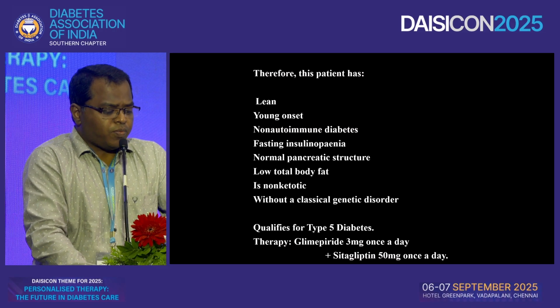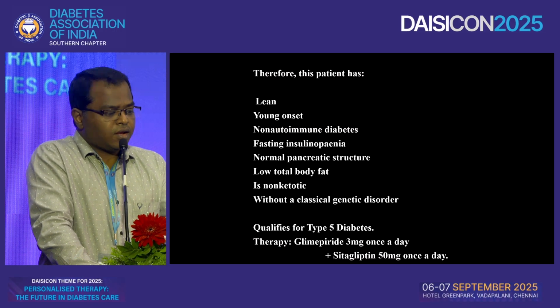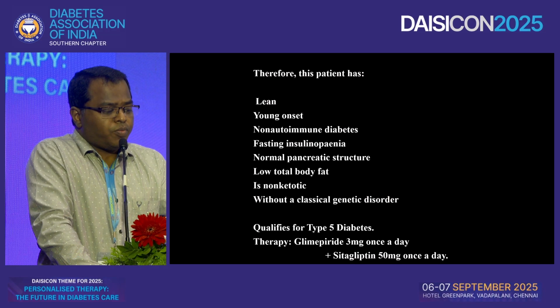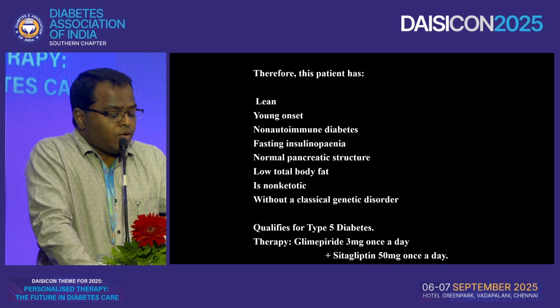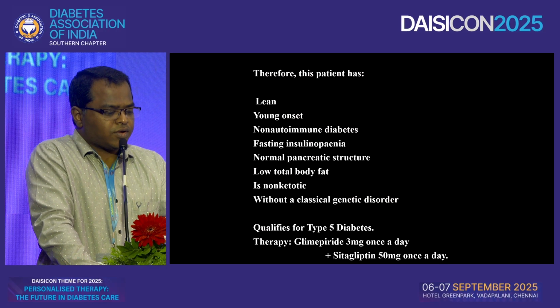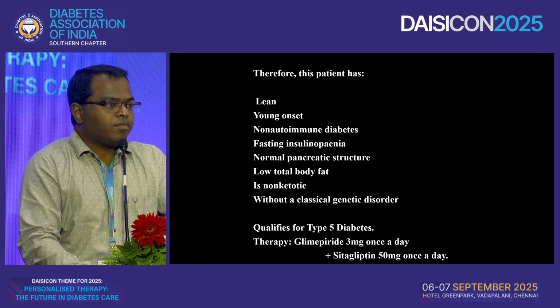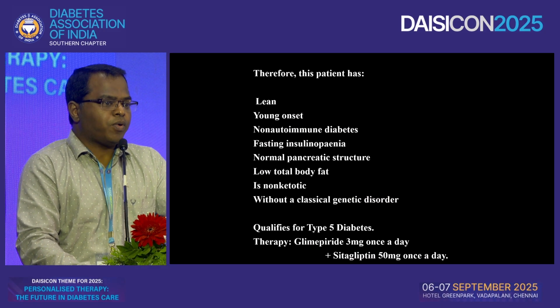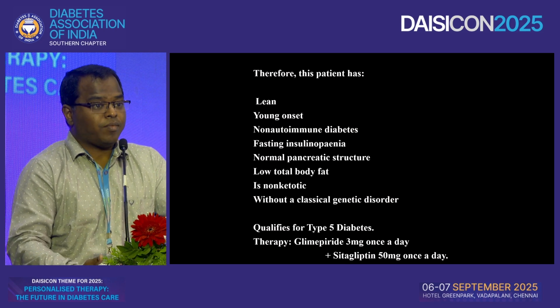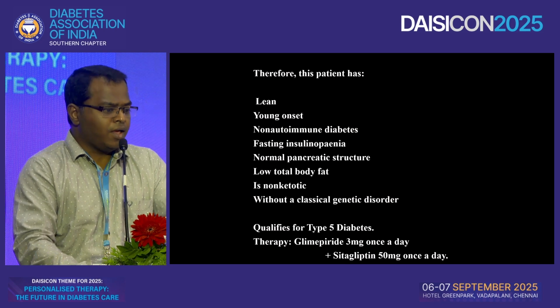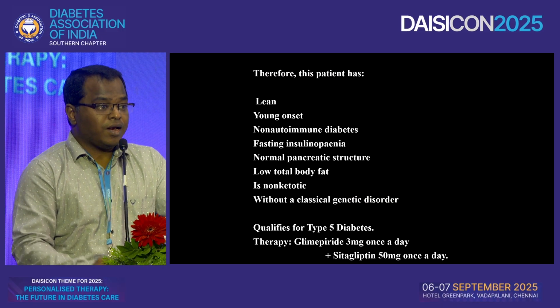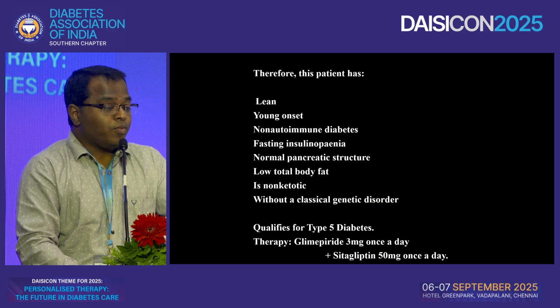And who are these people? Lean, young onset, non-autoimmune, fasting hyperinsulinemia, normal pancreas, low body fat, not falling into lipodystrophy-like features, never had ketosis, no genetic disorder. To the extent of the genetics we know in the current context, does he qualify for type 5 diabetes? Name does not matter, because if we don't look at these patients from a different angle, we will probably label him type 1 diabetes and put him on insulin, and he'll be on long-term insulin. This patient, we are following up, and he is only on glimepiride 3 mg once daily and sitagliptin. You may be asking why sitagliptin.